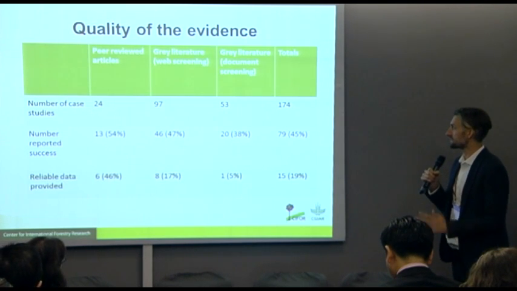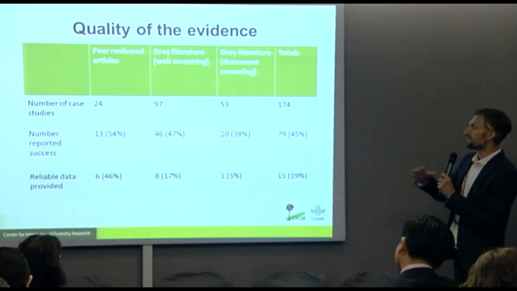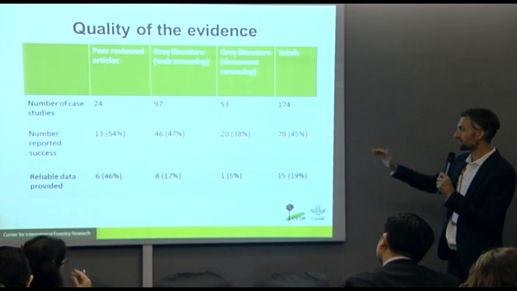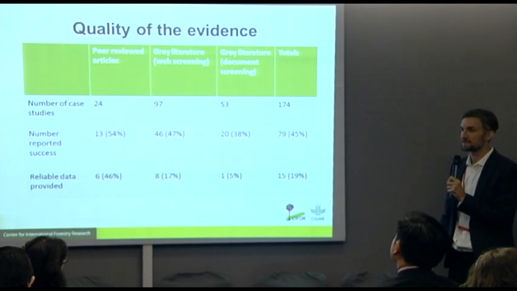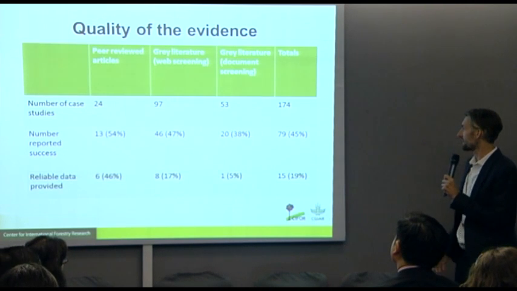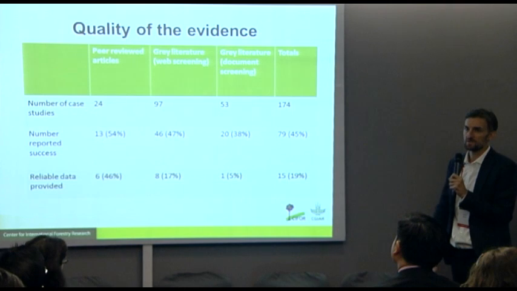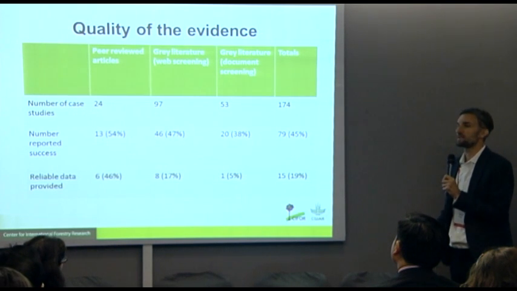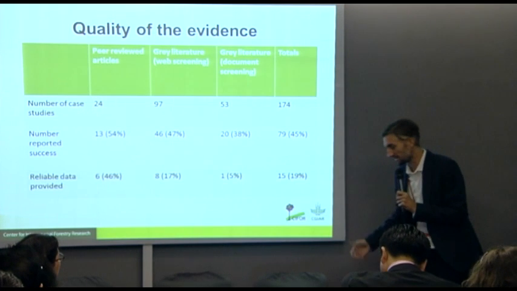And so we produced this fairly basic table which shows the number of case studies, the number reporting success, and then on the bottom row is the studies that showed reliable data. And you can see that, especially the total figures on the right here, from 174 studies, 80 were reporting success, but only 15 of those had the data to back those successes up, which is obviously concerning.